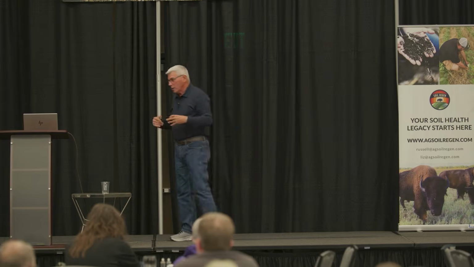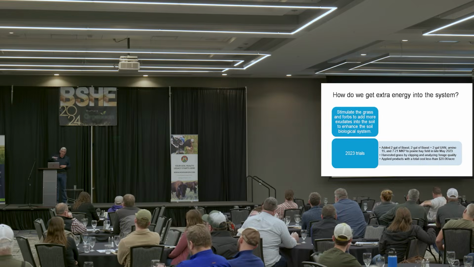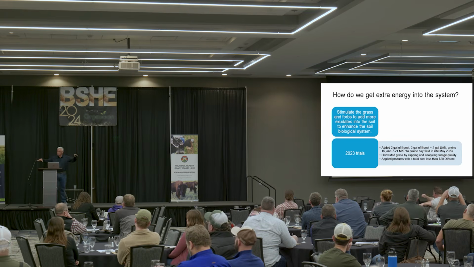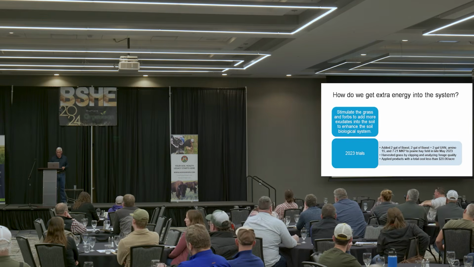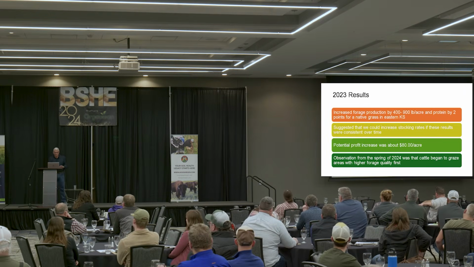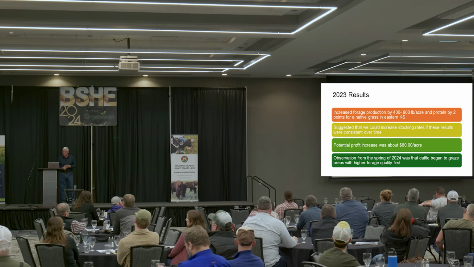But anyway, in 2023 we did a little study in combination with QLF where we added 2 gallons of boost and then some UAN, amino 15, in late 23. And we harvested the grass by clipping and analyzing forage quality. We said we didn't want to invest more than $20 an acre into that system, so we constrained the dynamics of all of this. What we found is that we increased productivity by 400 to 900 pounds of grass per acre with a 2-point crude protein increase.